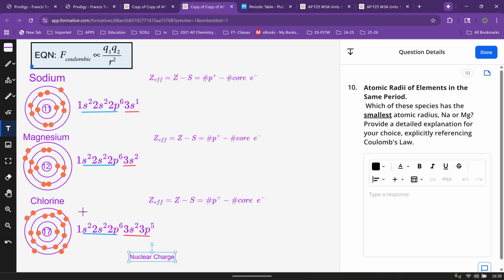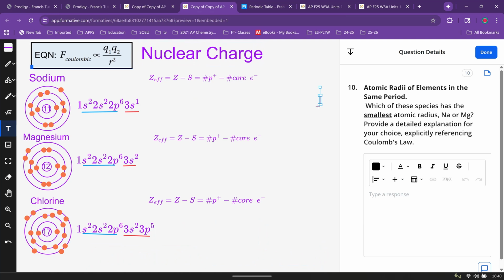All right, so anytime we're dealing with a period trend, the theme you should be spouting off is nuclear charge, and that is going to be our theme. Remember, our theme for group trends was the added energy levels and also electron shielding. For a period trend, the only thing that you should be thinking about is nuclear charge.